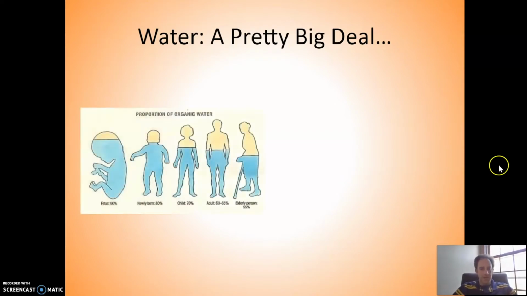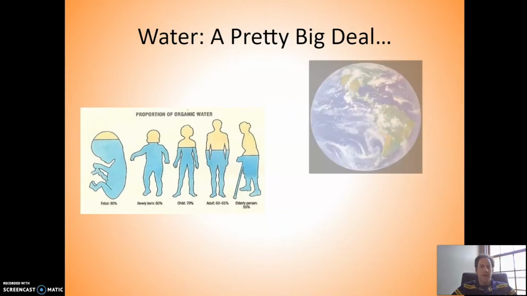This kind of shows just what proportion of your body is water. A fetus is like 90% water. That's crazy. How could that be? Well, it turns out the cytoplasm of your cells that make up your body is mostly water. So since cells make you up and those cells are mostly water, well then you're mostly water, which seems weird.